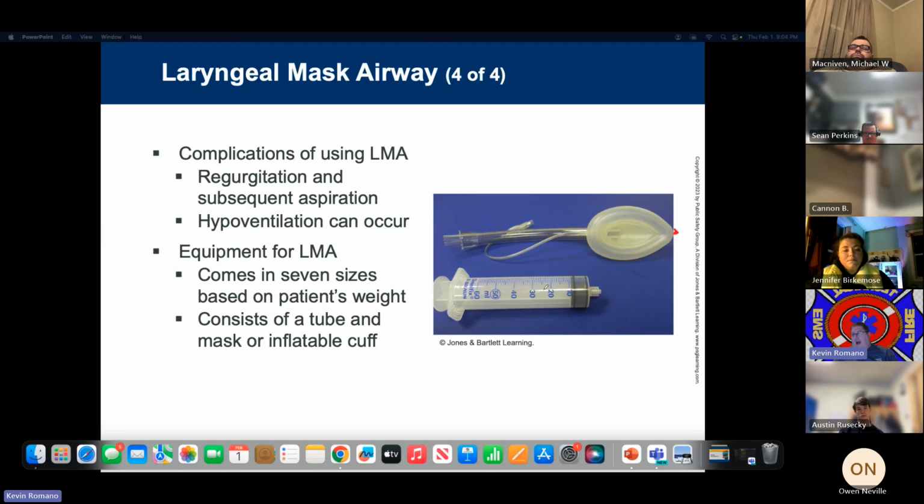Keep in mind that these take higher numbers of mLs of air to be able to inflate these up.